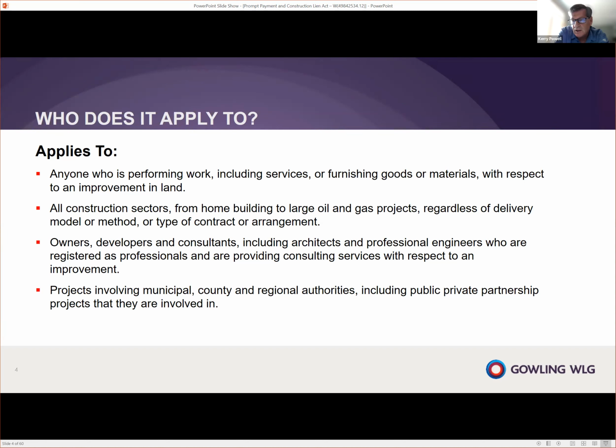Although you will see that the legislation has really been put together for the traditional construction method with an owner, a general contractor, and subcontractors and suppliers. So there will have to be some adaptation if the project delivery model or method is different than that traditional and standard form. It impacts and involves owners, developers, consultants, and architects and engineers are expressly included in the legislation. Again, as long as they're providing services with respect to an improvement. It also captures municipal, county, and regional authorities, including P3s that those entities are involved in.